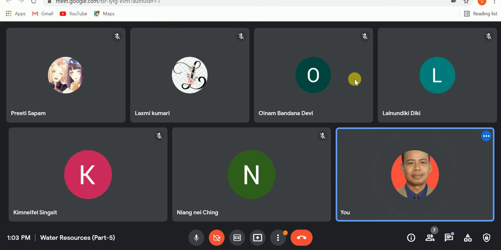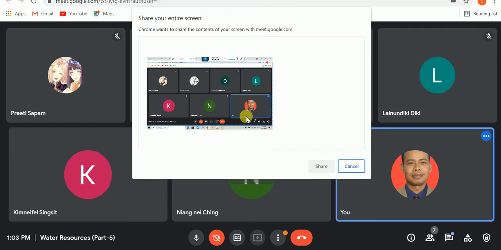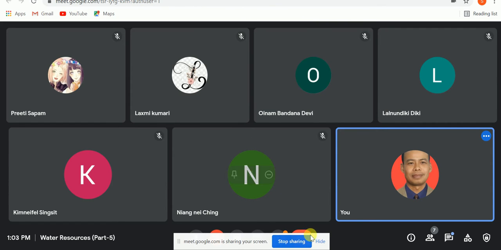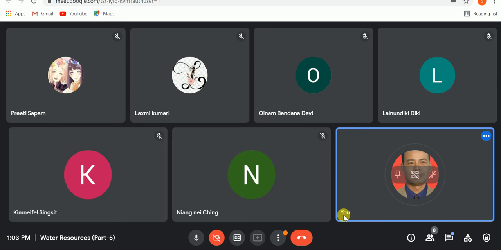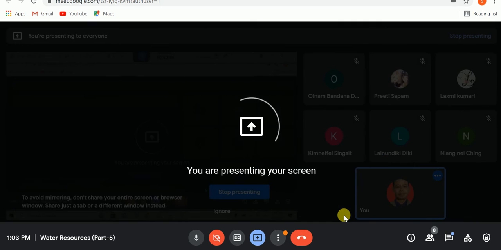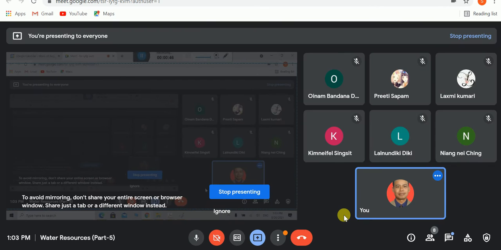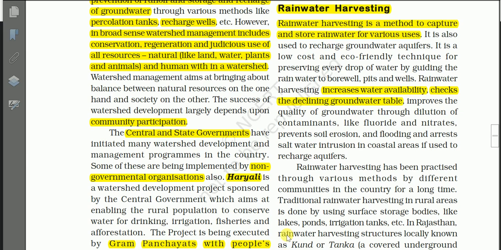Okay, let us start. Let us continue water conservation and management in India. And today we shall discuss rainwater harvesting. Now I shall share my screen. Rainwater harvesting.